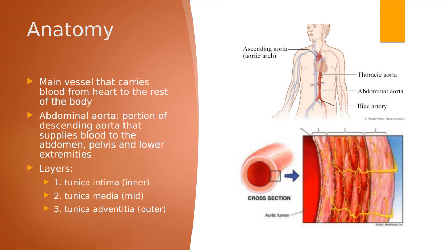Our tunica media, usually the middle layer of our arteries, is going to be made up of a lot of contractile muscle fibers. That's going to help continue the pulsation from the heart. So it's going to help propel a lot of our blood supply to the more distal sites. So we have that contraction of that middle layer of our arterial wall.